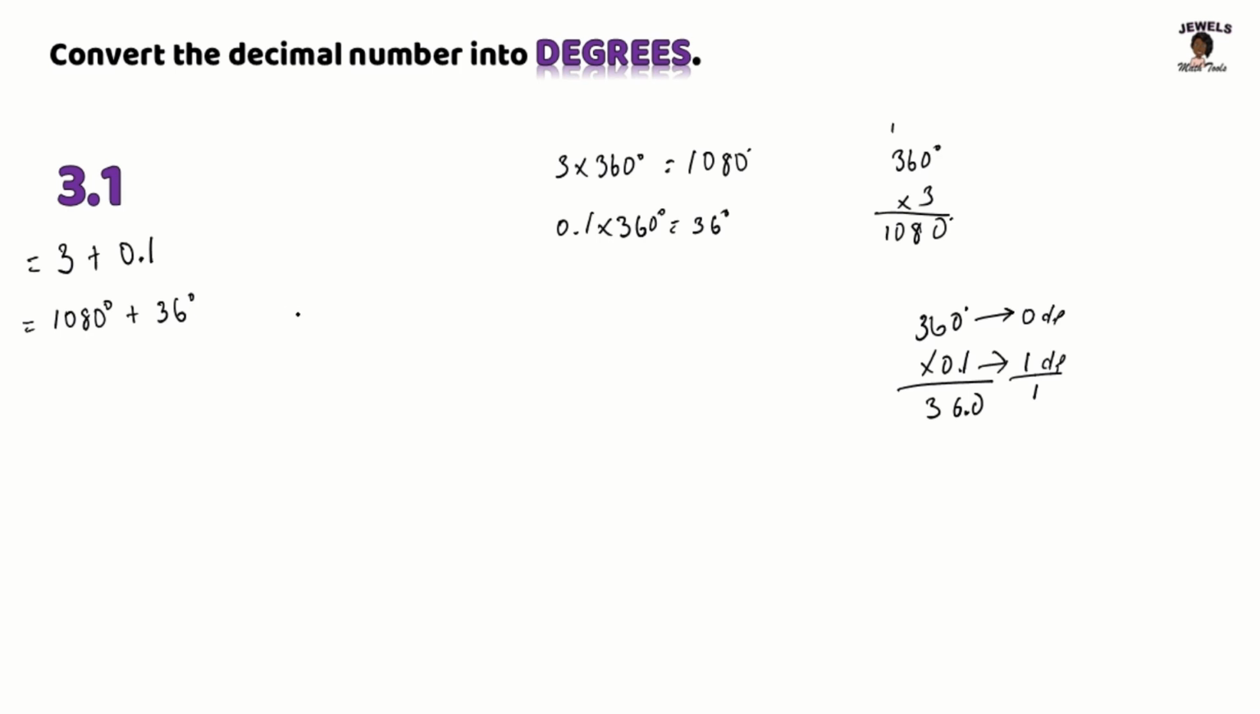So now that we've converted both parts of our 3 and 1/10 into degrees, we're going to sum these individual degrees to get one total for our entire decimal number. So 0 plus 6 is equal to 6. 8 plus 3 is equal to 11. We put our 1, carry the 1. 1 plus 0 is 1. And we're going to bring down our last 1. So in degrees, 3 and 1/10 is equal to 1,116 degrees.